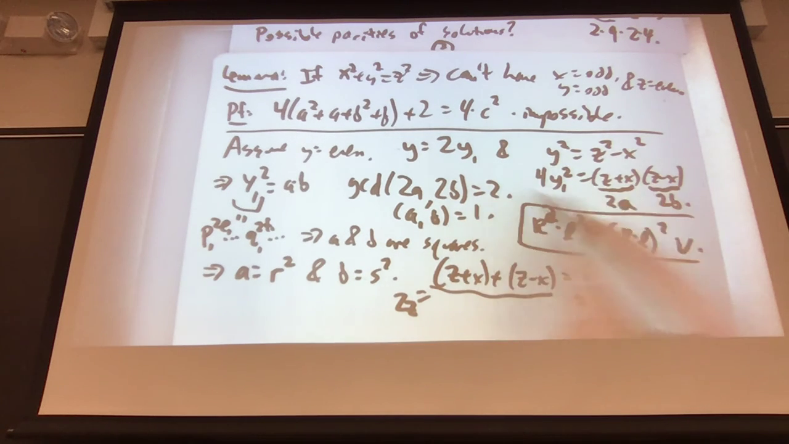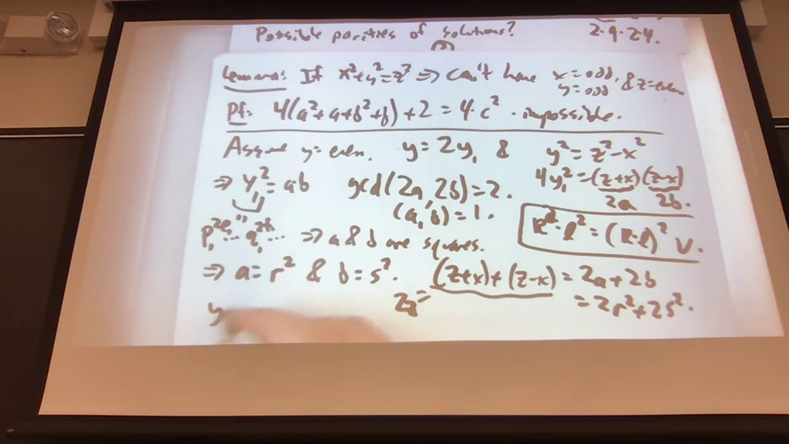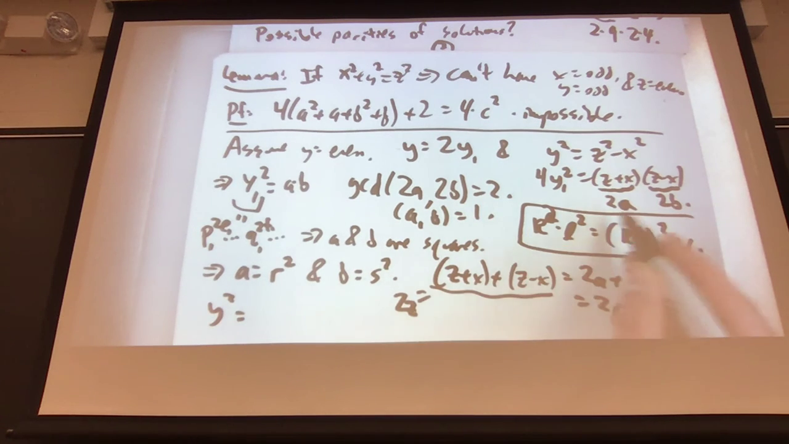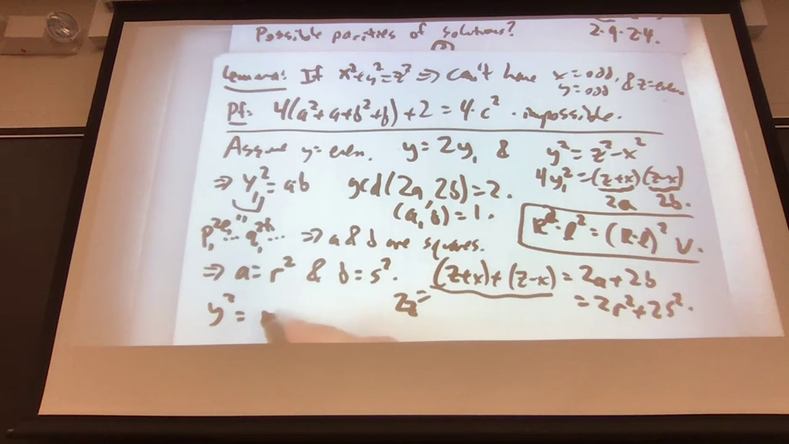And remember what y squared was. Y squared was 2a times 2b. Let's go here. y1 squared. So 4y1 squared is 4ab. From this equation, 4y1 squared is 4ab. A is r squared, b is s squared, so 4r squared s squared.